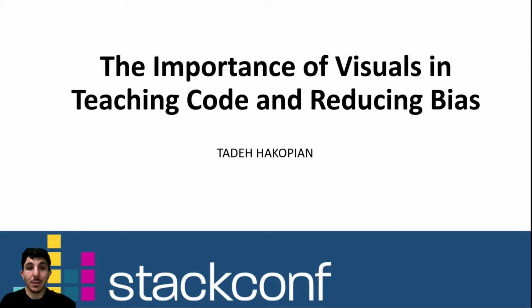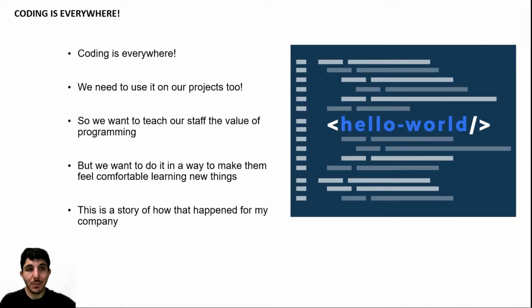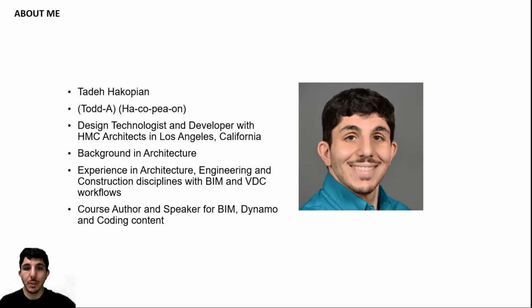I'm Tadeh Hakopian, and this is the importance of visuals in teaching code and reducing bias. To get going, the preamble here is that coding is permeating every kind of professional field you can imagine, and that includes people in the creative fields, designers, people who may not necessarily touch code because it's becoming more useful in the workflows they adopt. You want to make people learning something new, who may have no background in it, feel more comfortable learning new things. And this is the story of how I did it for my company.